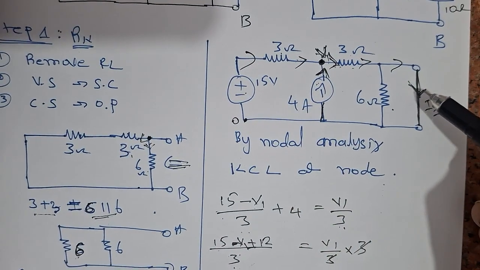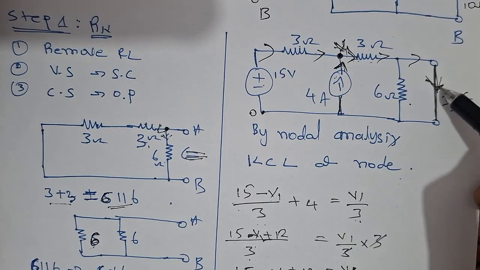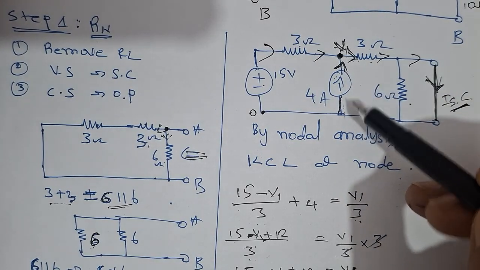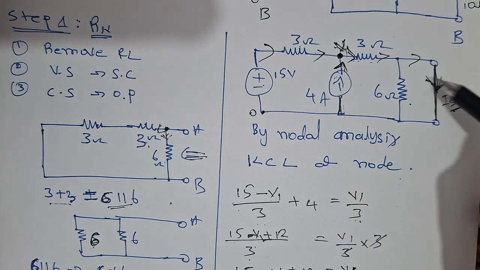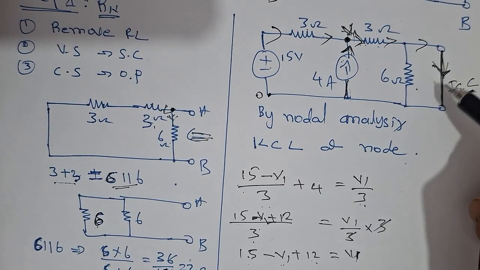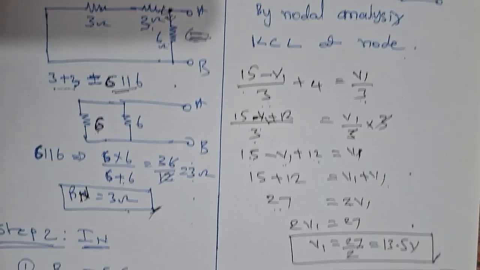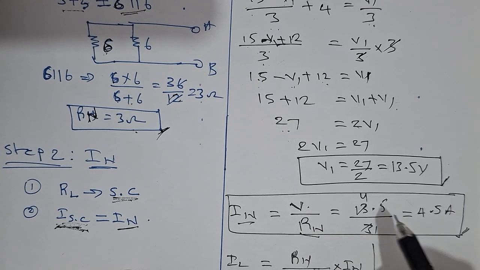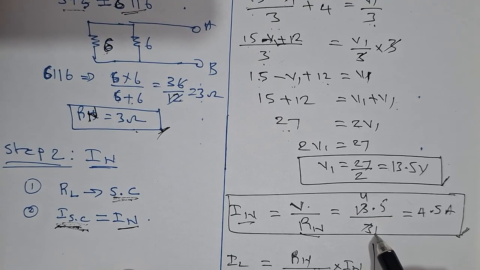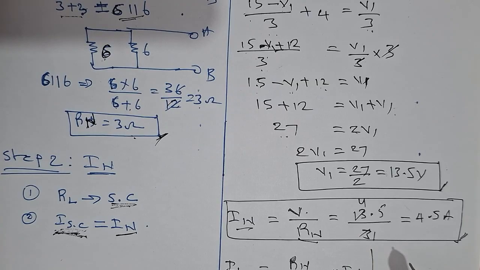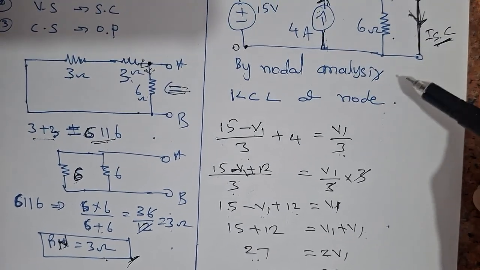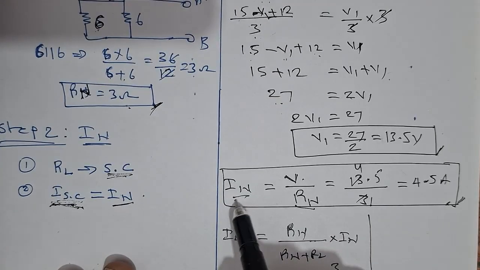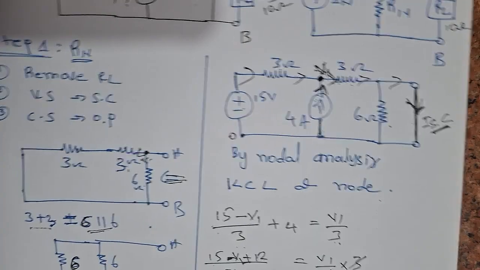Now we have to find the Norton current, that is the short circuit current, IN. Now we know this voltage, so the Norton current is equal to this voltage divided by the Norton resistance. So 13.5 volts divided by 3 ohms, since the Norton resistance is 3 ohms. So this is 4.5 amperes. What is the Norton current? 4.5 amperes. So this is called the Thevenin or Norton equivalent circuit diagram.